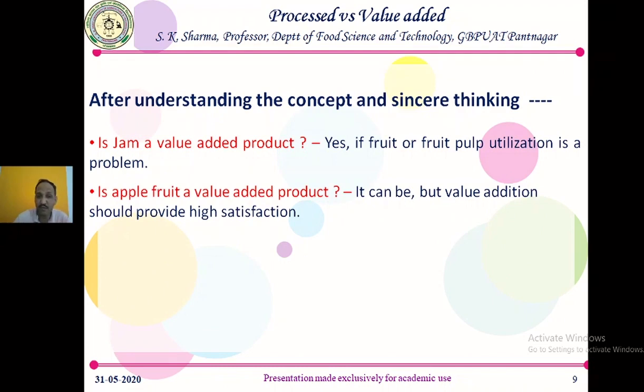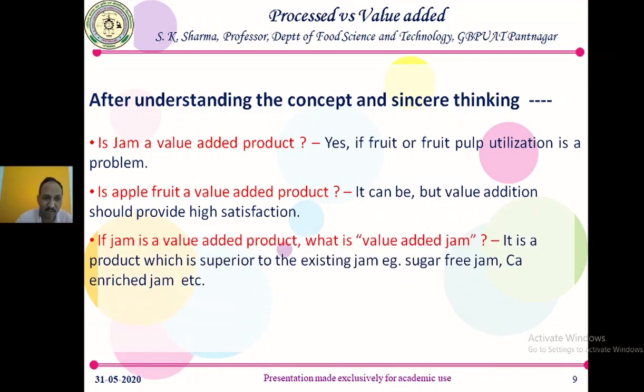Normally we don't say that apple fruit is a value added product, but it can be. So that value addition should provide some high amount of satisfaction. It should be well graded, polished, clean, shining, and packed nicely, crisp and good in quality. So many things are there. In that way we can say that we have enhanced its value in terms of the satisfaction which can be derived out of it, or some packaging modification can be there which can extend the shelf life. So in that way the apple fruit can also be made a value added product, but otherwise it is not called a value added product.